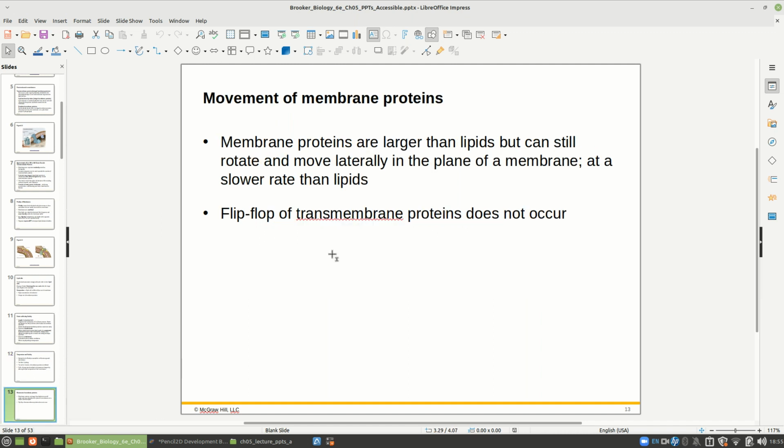Membrane proteins are larger than lipids and can still rotate and move laterally. Realize that a flip-flop is a transmembrane protein. Transmembrane goes from one side to the other. It actually spans the entire length of the membrane. And often these are not just a single protein, they are complexes.